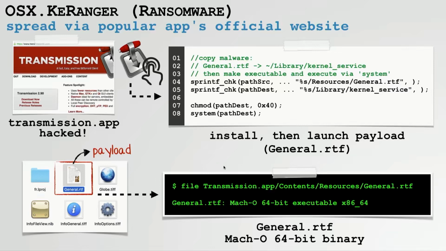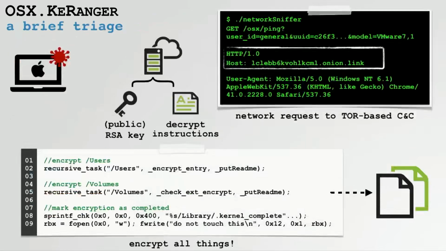This means that if users went to the Transmission website to download the BitTorrent client, inadvertently they would get the malicious infected Trojanized version and become infected. Looking at the malware's binary code, we can see it executing something named general.rtf out of the application bundle. Though it appears to be a document, if we examine that file a little closer, it turns out it's not a document, it's really a Mach-O binary.